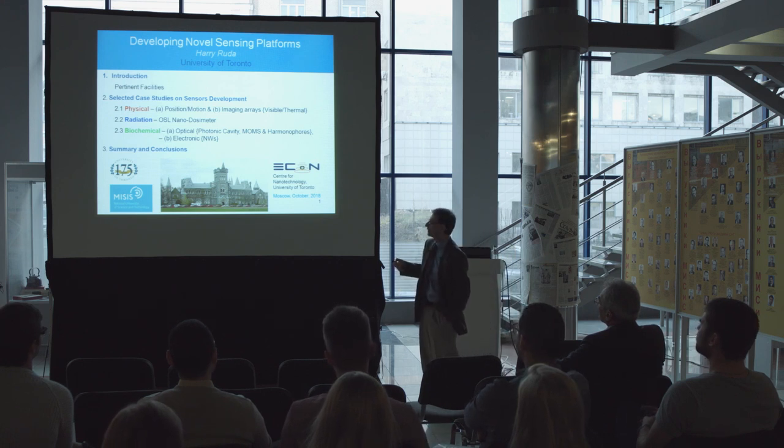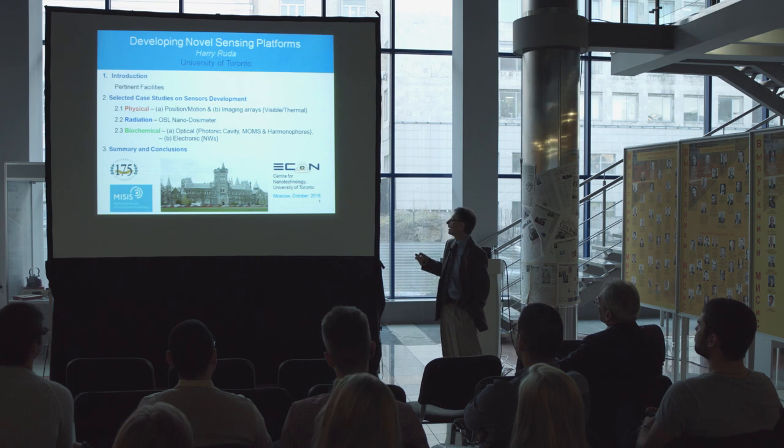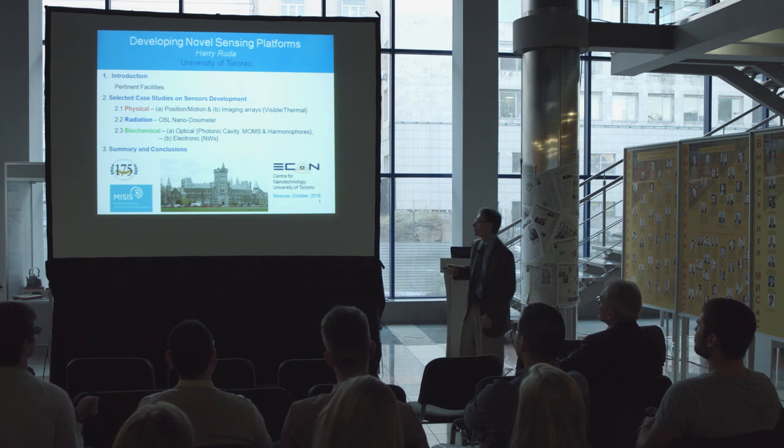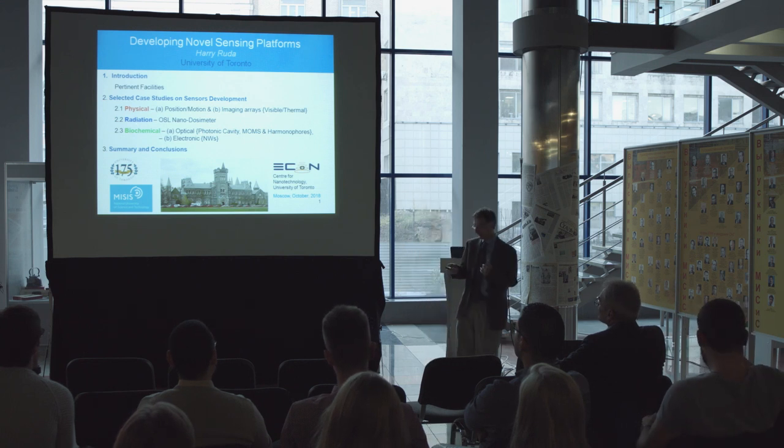Color coding. The sensors that are based on physical things, such as looking at position, motion, or the topology, if you like, of an object, are called physical, and will be red. I'm going to talk a little bit about radiation sensing, this optically stimulated luminescence dosimeter, and that will be in blue, and then you'll see the last section, all on biochemical sensing, will be in green.